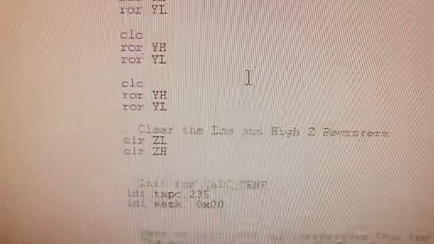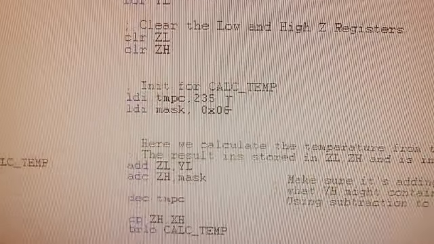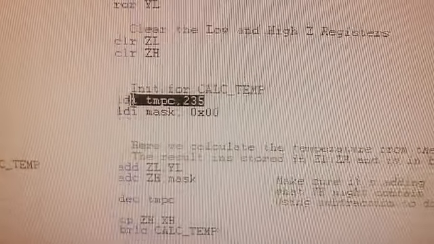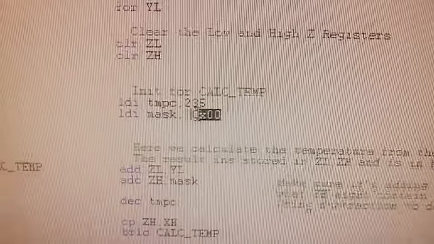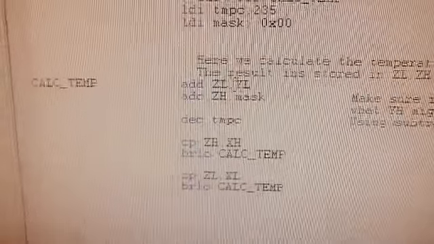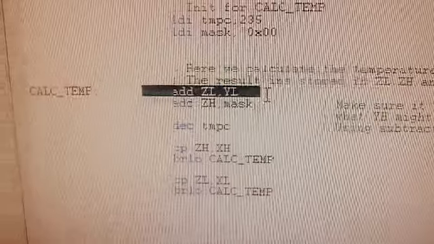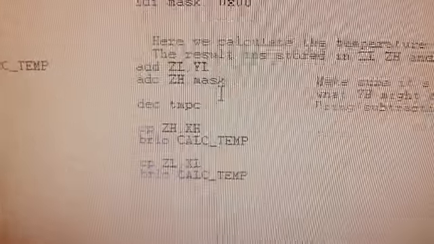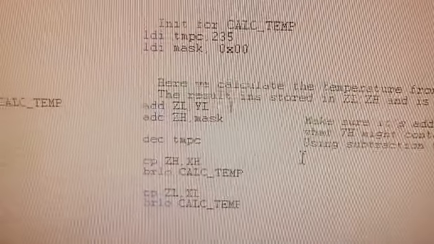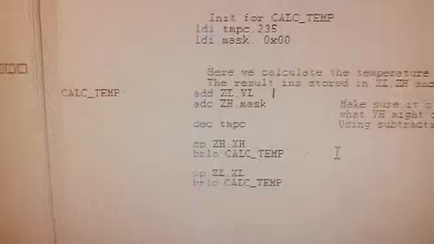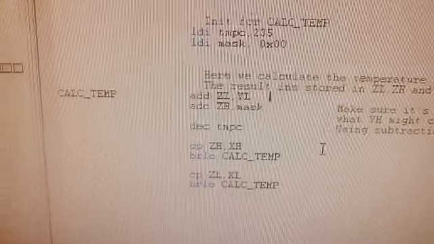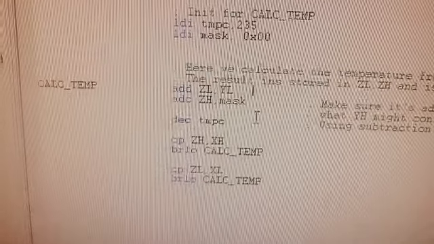And then we load in the 235s for our calculation, and the mask, which is 0. And we do our calculation right here. And basically it goes through it and uses subtraction to do our calculation of 235. I think it was 235 times 400 times T1 over T2. I think that's what it was. That'll be later on the site.